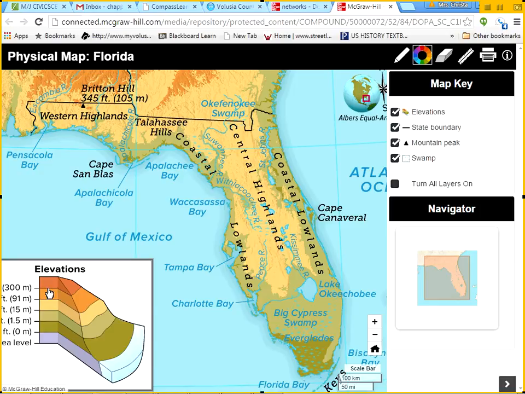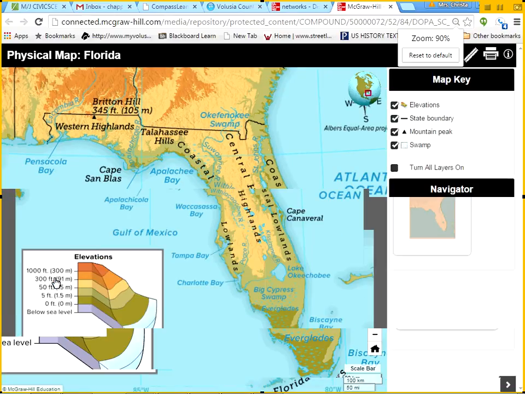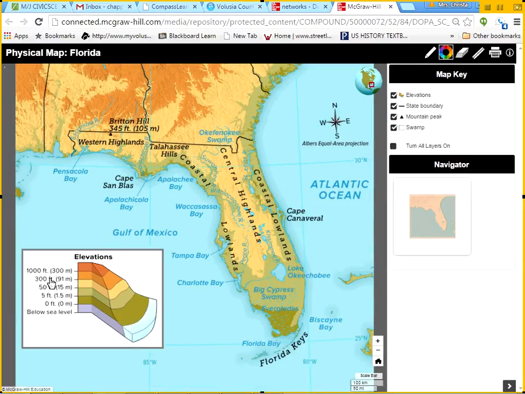Elevations, if I click on this, it puts in the elevations. So obviously the orange is very high. Let me see if I can fix this. There we go. The orange is 1,000 feet. The light orange is 300 feet, and so on, down below sea level. And you can see Florida is mostly green, light green, and yellow. It is all green, light green, and yellow, actually. So you can see the elevations. That's just how high the land goes. We're very low land. We have very low land here.